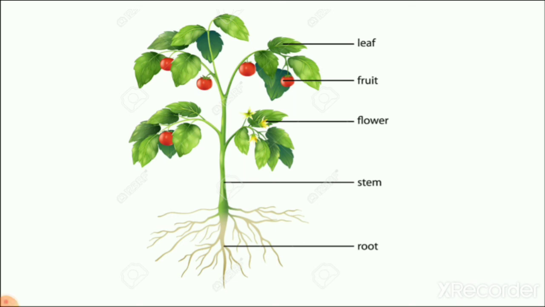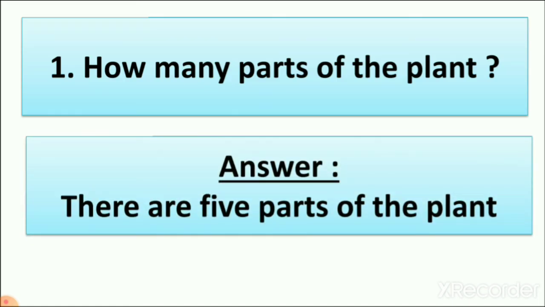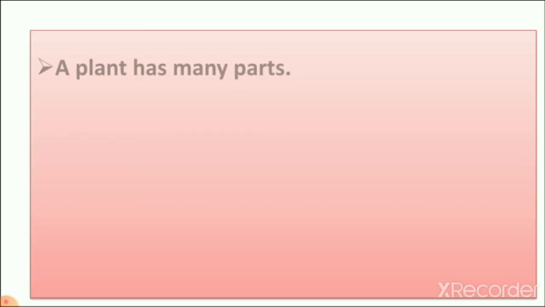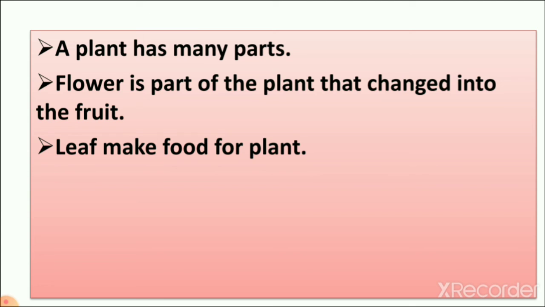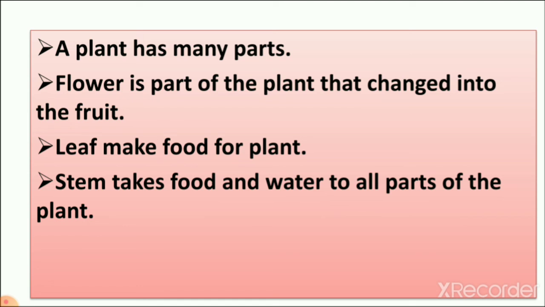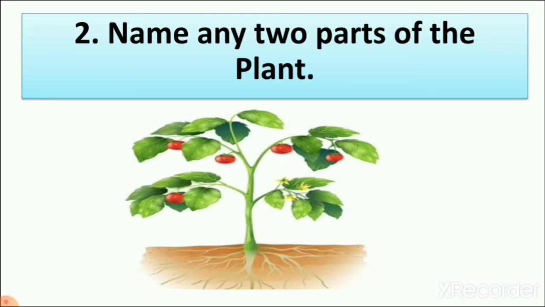So here you can see in this picture there are 5 parts of the plant. 1 leaf, 2nd fruit, 3rd flower, 4th stem and 5th root. So let's write the answer that there are 5 parts of the plant. Then we learn what they make for plant. That leaf makes food, flower changes into the fruit and stem takes food and water and root fixes plant to the ground.